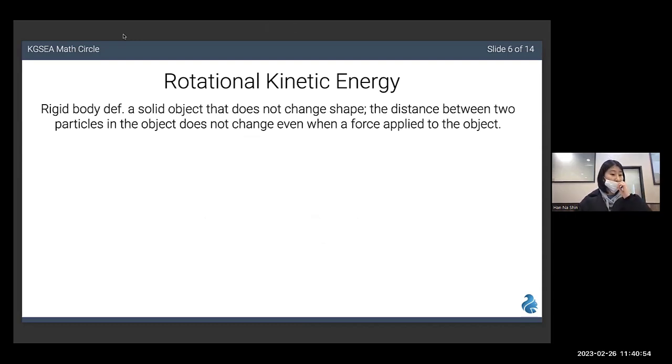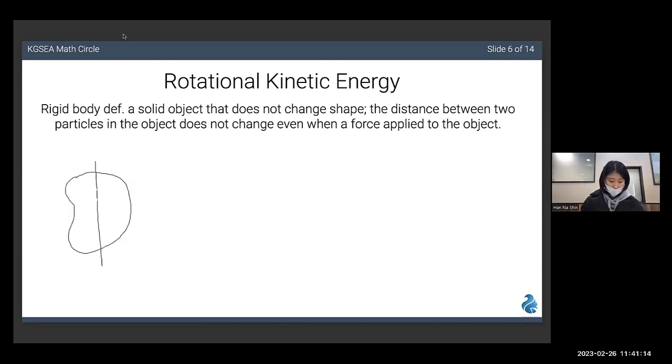So starting with rotational kinetic energy. Now we're dealing with objects called 3D rigid bodies. Rigid bodies are essentially just a solid object that doesn't change shape. I'll draw a rigid body here.